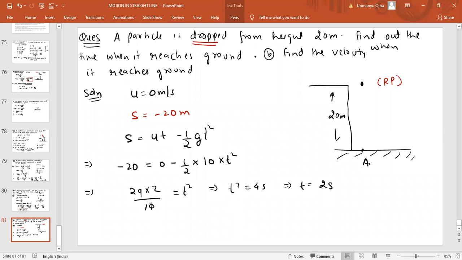Means at 2 seconds the particle will reach the ground.